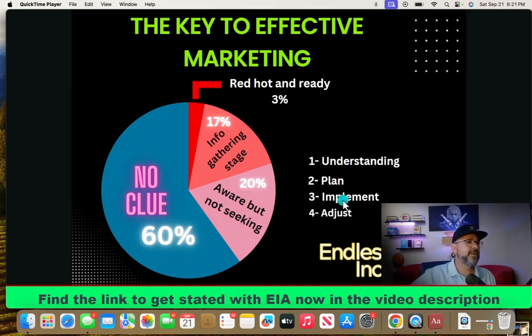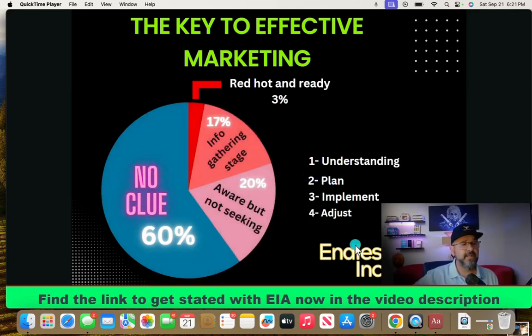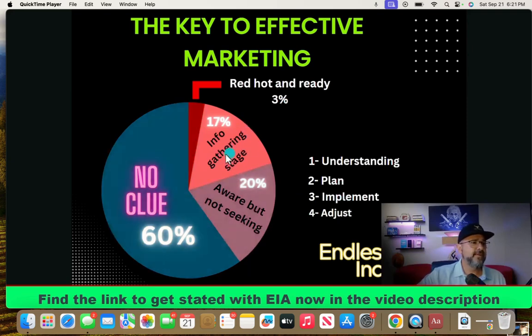Okay. Which brings us to our next point. Implement. So it's cool that you understand this now. You've got a plan, and actually EIA has the plan built. All you got to do is follow it. But that's the follow-up part, is the implement, right? So you got to implement the plan. Now, you got to take the long view on the plan. You can't just implement the plan for a week or even 30 days and be like, how come money isn't raining on my head? Because these people are information gathering. They're trying to make sure and vet you that you're real. These people might buy from you right away. These people are information gathering and trying to compare notes. These people are aware, but they're not really seeking an issue, and you're getting in front of them and presenting a solution.